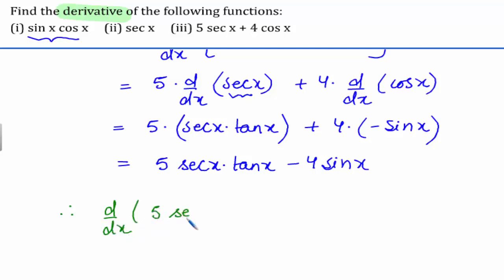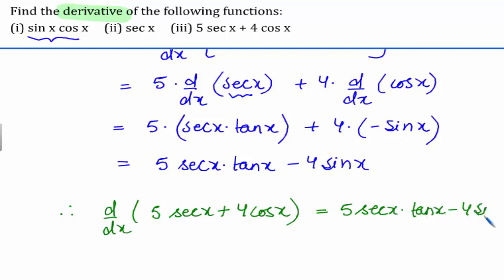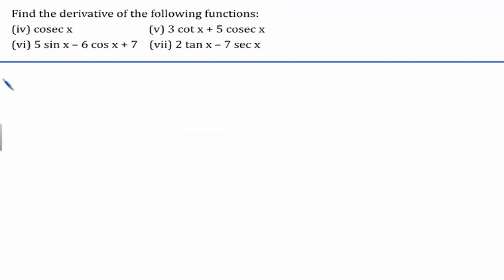In this question, we have to find the derivative of the following functions. Let's begin with the solution. And let us begin with the fourth part, defining the given function by f x. So f x is equal to cosec x. We have to find its derivative, that is d/dx of cosec x, and cosec x is nothing but 1 upon sin x.